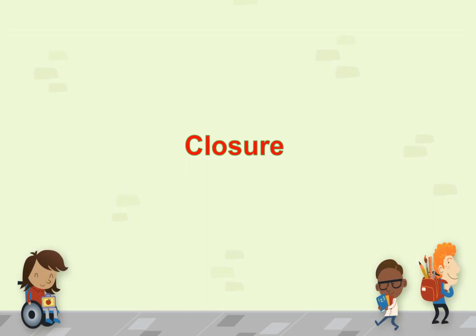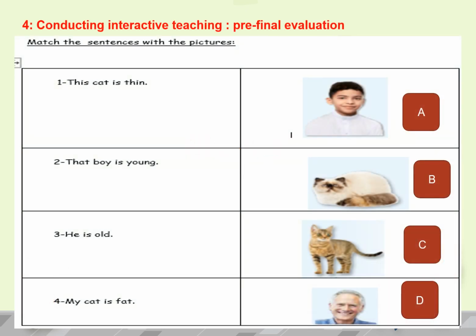Now we come to the closure of the lesson. Match the sentences with the pictures. Number 1, this cat is thin. Number 2, that boy is young. Number 3, he's old. Number 4, my cat is fat. Have your time. Have you finished? Yes, very good. Now let me check your answer.